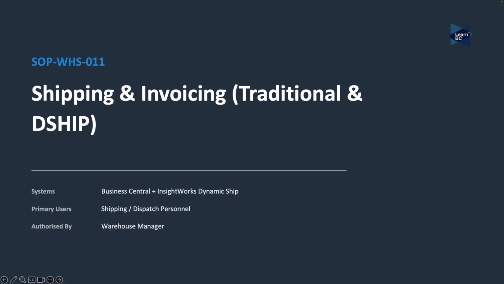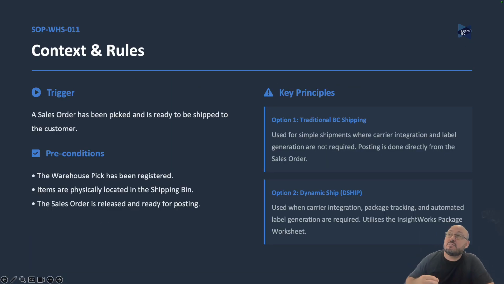Now, with the context and rules, the trigger here is a sales order has been released, the shipment's been created, a warehouse shipment, and it's been picked. It's ready to be shipped to the customer. The preconditions here are the pick has been registered, which means you've picked it. Items are actually in the shipping area. So if you've got a dock or a ship station, it's got to be there, as does your packaging, and the sales order is released.